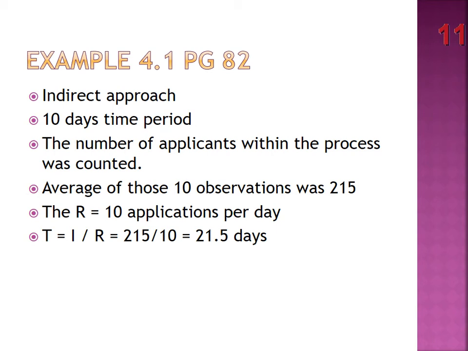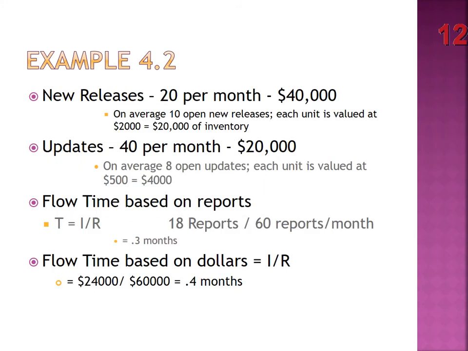To get an indirect estimate, right, a sample of 10 days was selected during a given period, and for each day selected, the number of applicants within the process was counted. So now we're counting, on average, how much inventory is in the system. The average of these 10 observations was found to be 215. Also, the throughput for the period was determined, and it was 10 applicants per day. So now, again, we can calculate it indirectly. Inventory divided by throughput, 215 applications divided by 10 applications per day is 21 and a half days. So pretty straightforward.